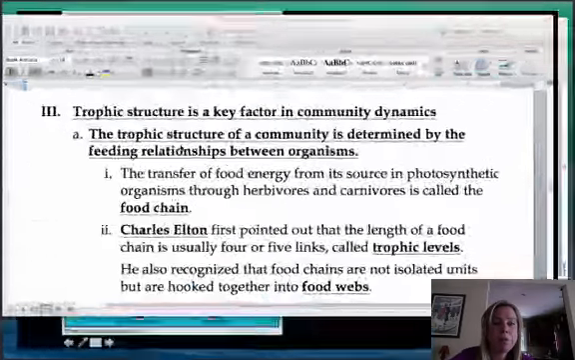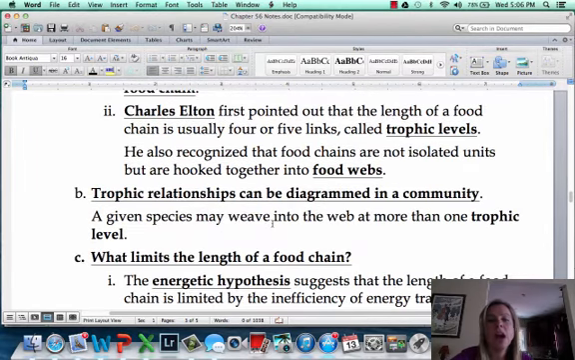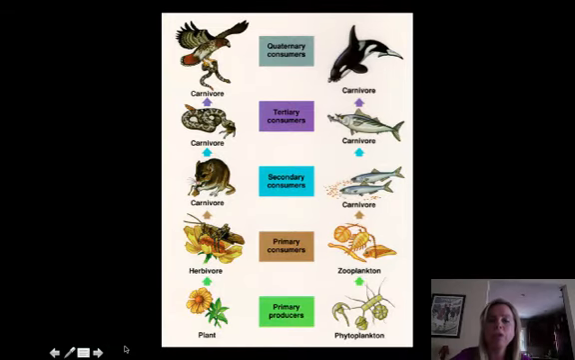So when we go back to this, one of those things that we haven't talked about yet is going to be those trophic levels. If we look at that previous picture of the food chain, each of these here is a trophic level. Primary producers are going to be the plants and the phytoplankton, usually photosynthetic. Primary consumers are going to eat the primary producers. Secondary consumers eat primary consumers, and so on, right?